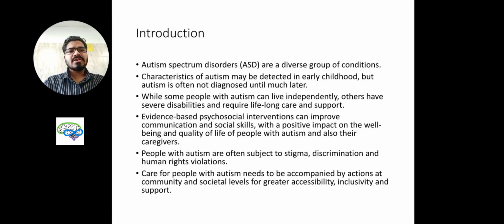People with autism are often subject to stigma, discrimination, and human rights violations. Due to lack of awareness, they are frequently regarded as having intellectual disability, or as the previous term was, mental retardation; they were often considered as retarded. So all this stigma and discrimination still exists today. So care of people with autism needs to be accompanied by actions at the community level and society level for greater accessibility, inclusivity, and support.